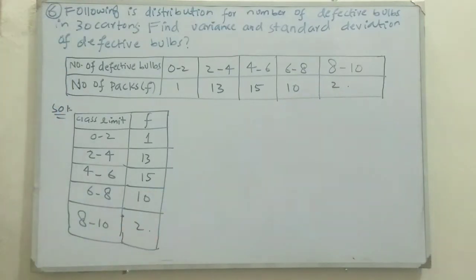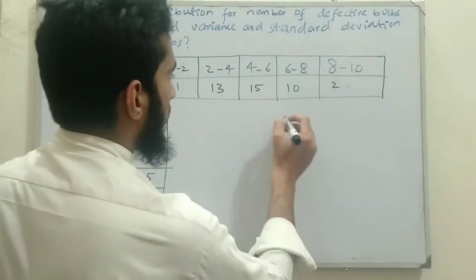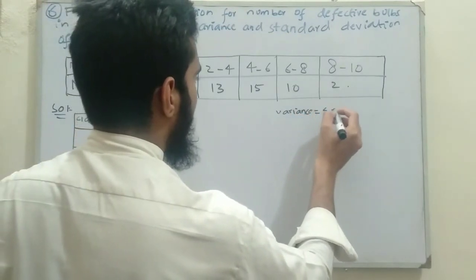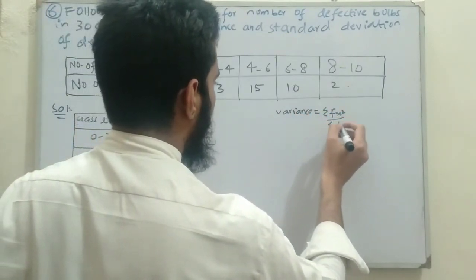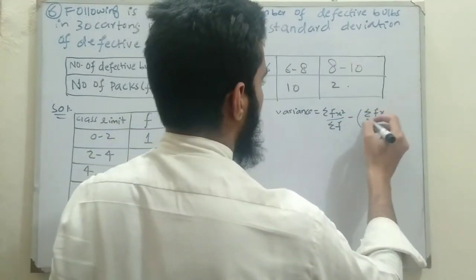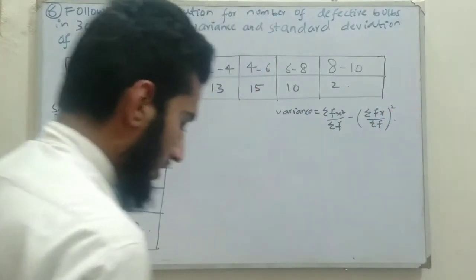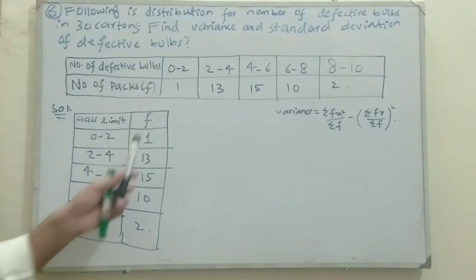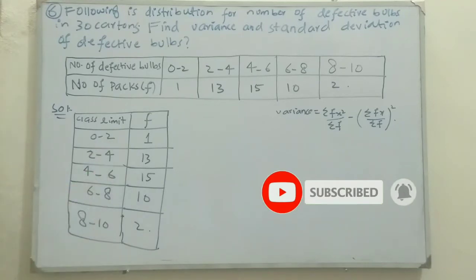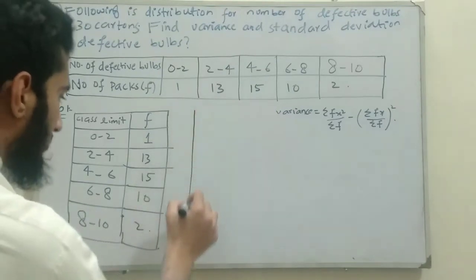Now we are going to find variance and standard deviation. So for variance we have a formula. Variance is equal to sigma f x square divided by sigma f, minus sigma f x divided by sigma f, whole square. We already learned this in the previous question number 3. So here we have f and here we have class limit. So from class limit first we will find the x. X is actually the midpoint. So finding x.